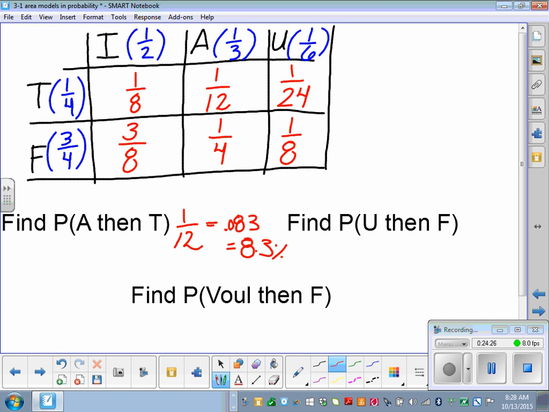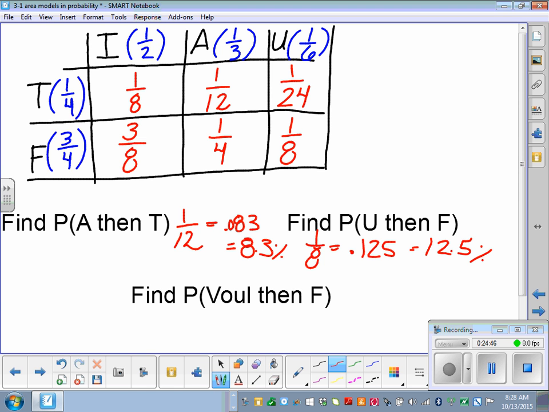Okay, find the probability of U then F. U then F. 1/8, and that is decimal 0.125, which is what? 12.5%. There's a 12.5% chance you'll land on U then F.